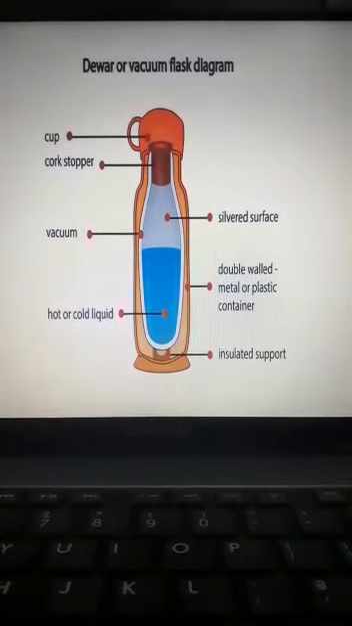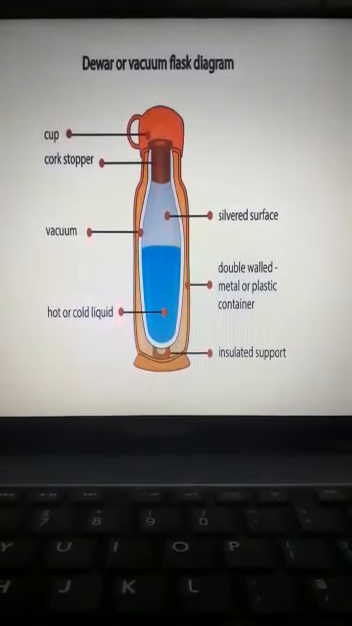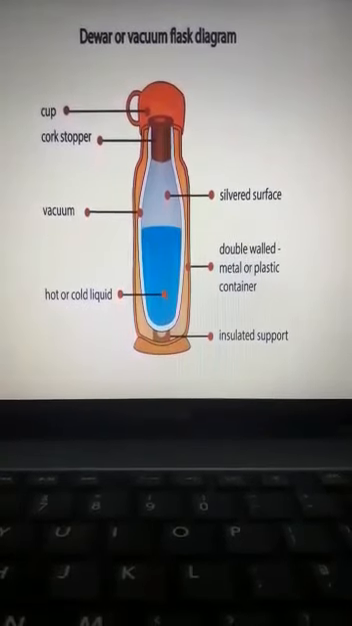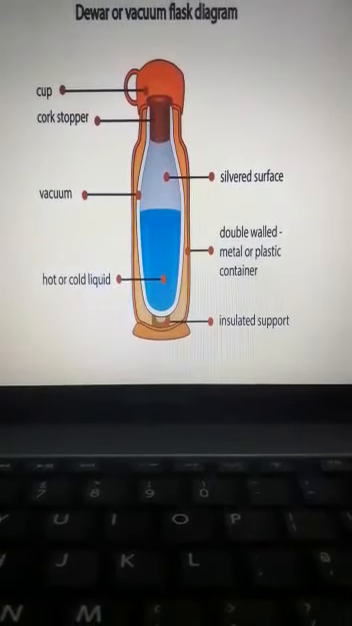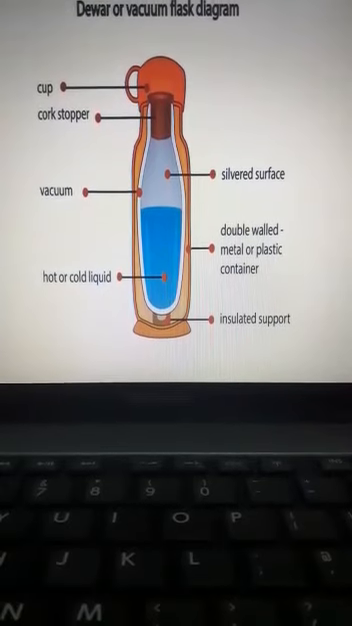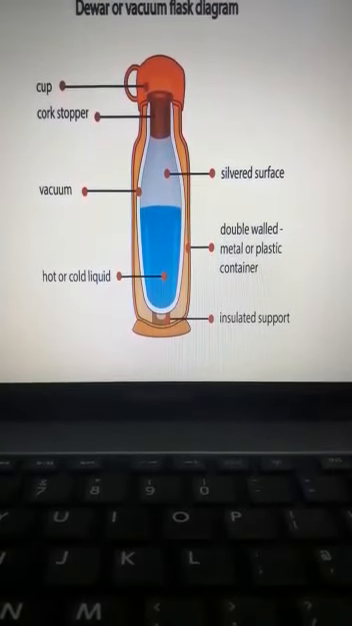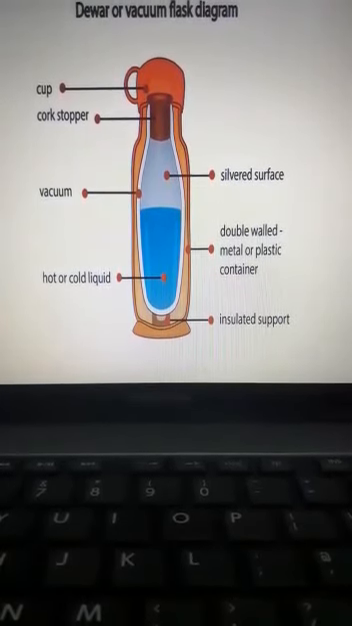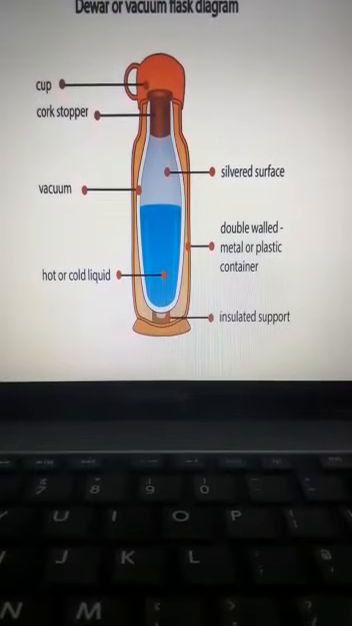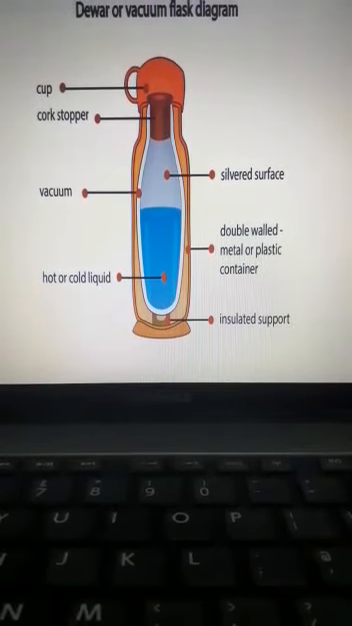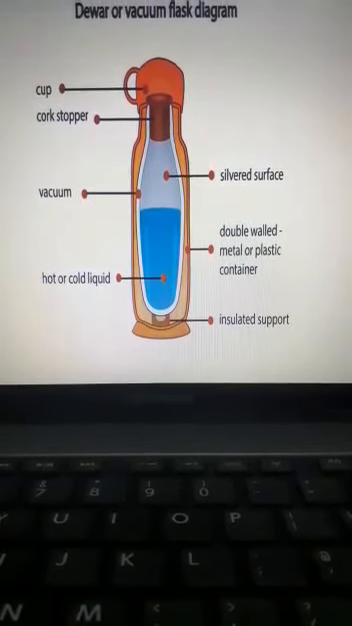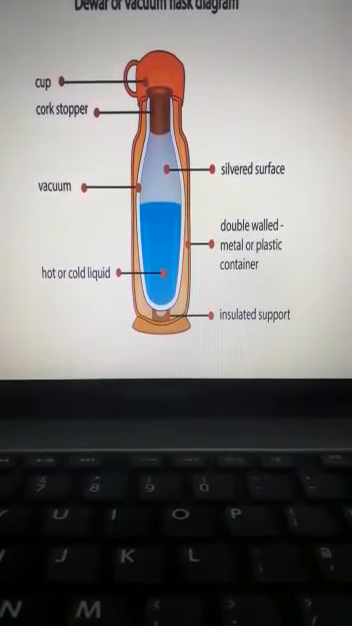The flask has a number of features which reduce the rate at which heat flows in or out of it, right? As you see, there is a cup, then there is a cork stopper, there is a vacuum between the walls, and there is a silver surface. Now what is the function of the stopper? The stopper reduces heat loss by convection or conduction.